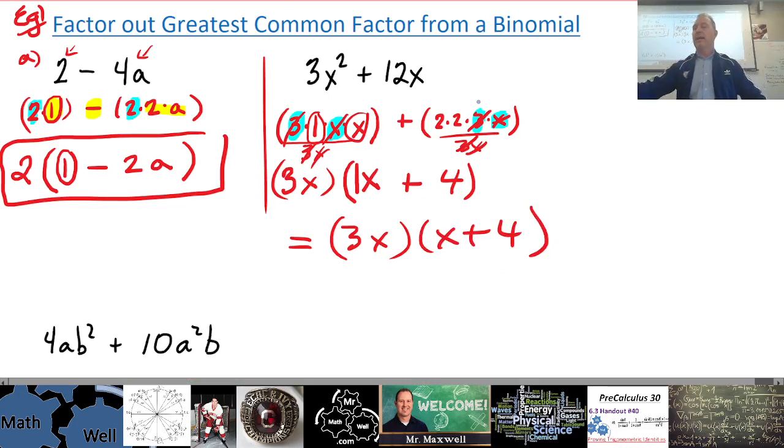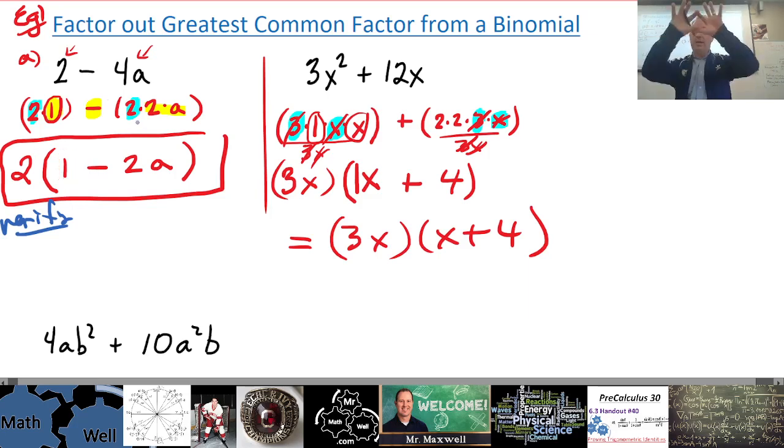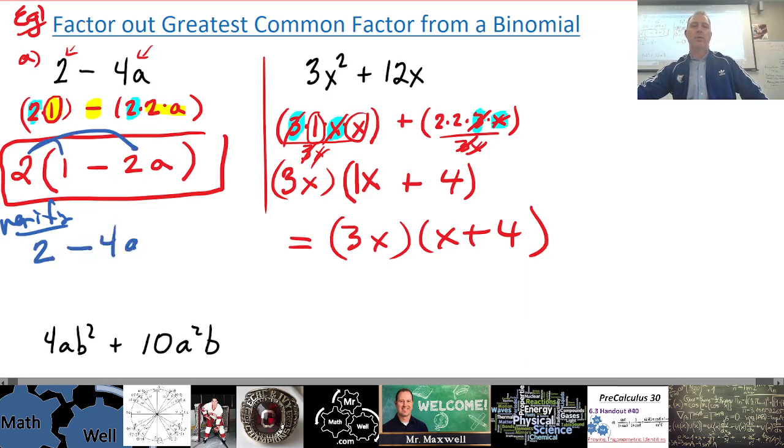And to verify that, because you'll have questions where it asks you to check or verify, all you do is distribute. Let's verify over here first for this question. We didn't do that, but if I were to verify, I would have to do the opposite operation, which is instead of factoring and splitting them up, I want to put them together. So I'm going to multiply them in. 2 times 1 is 2. 2 times negative 2a is minus 4a. Now that's the same as what I started with, so it is verified.